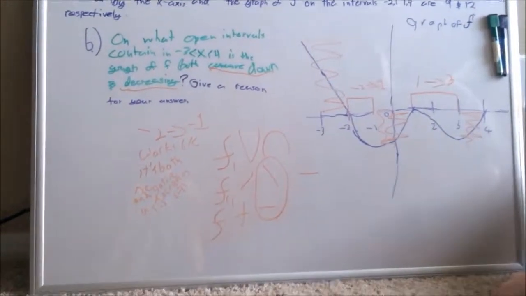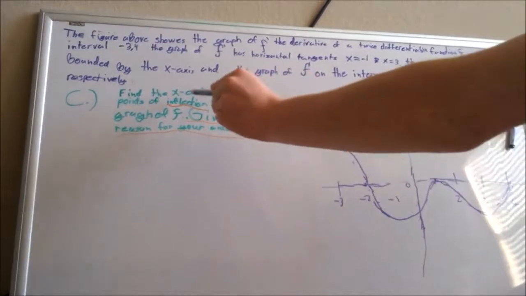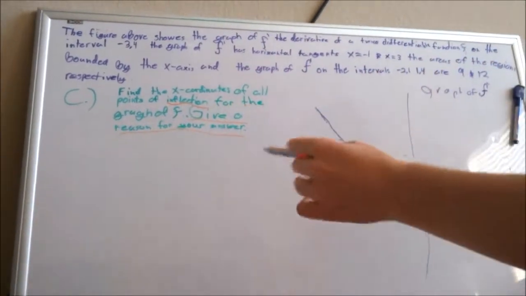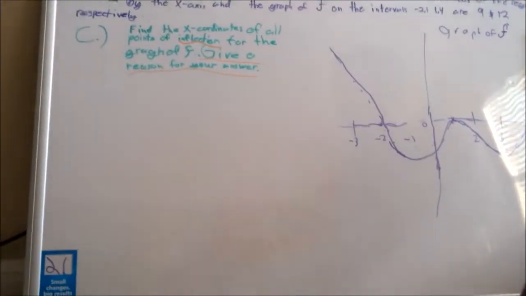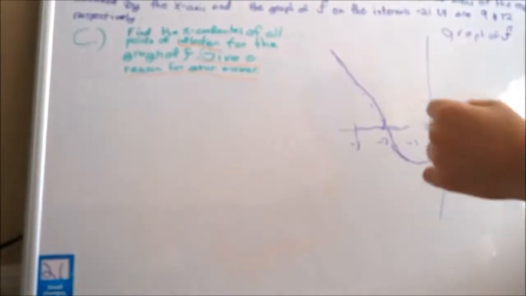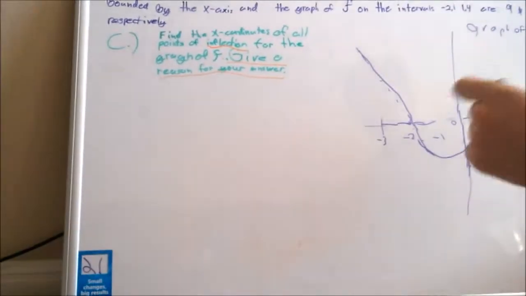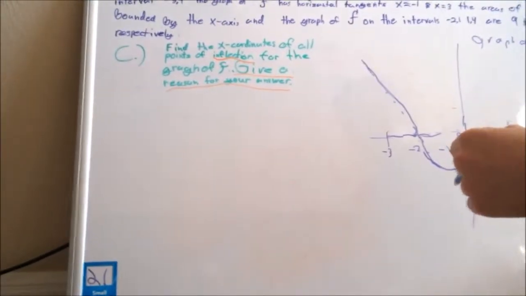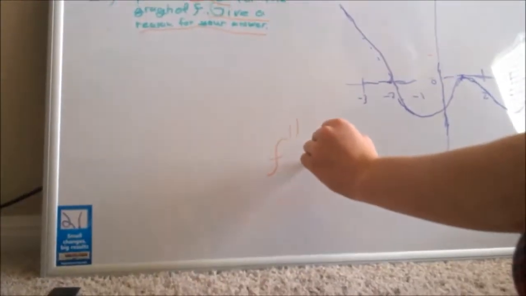All right, cut. All right, this is part C, super easy. All you have to do is find the x-coordinates of all points of inflection for the graph of f. And again, remember, this is not the graph of f, it's the graph of f prime, as well as giving a reason for your answer to earn full points. Remember, you're just throwing away points if you don't do it. Now, the very, very simple way to find a point of inflection is any point where f double prime changes signs.